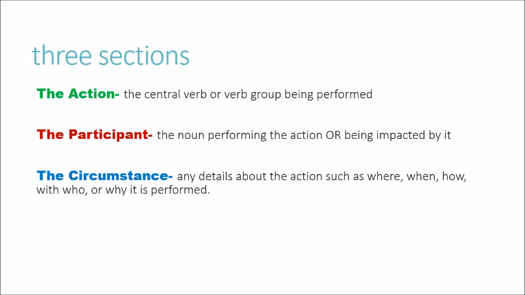There are three sections to a clause. The action, which is the central verb or the verb group being performed. The participant, which is the noun performing the action or being impacted by it. And finally, the circumstance, which is any extra details about the action, such as where it was, when it happened, how it happened, with who it happened, or why it was performed. These combinations of these three things create units of meaning. It's a combination between the verb, the noun, and any additional information. So let's see how this works.